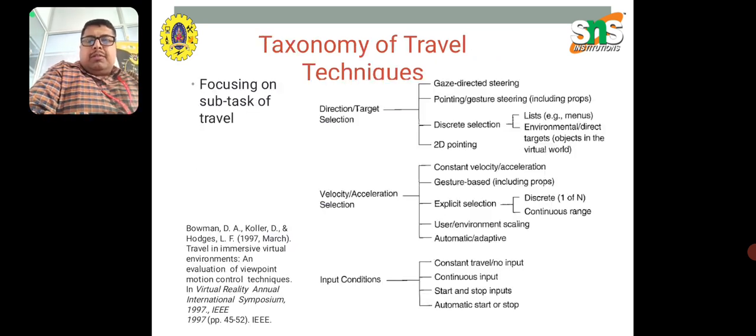Taxonomy of travel techniques, we could focus on subtasks of travel. Normally we have direction or target selection. Direction or target selection consists of gaze-directed steering, pointing gestures or steering including props, discrete selection such as lists, menus, environment targets in the virtual world, or 2D pointing. Next we have velocity or acceleration selection. Velocity or acceleration selection consists of constant velocity or acceleration, gesture-based, which includes props. Next, explicit selection, discrete and continuous range. Whereas user or environment scaling, automatic and adaptive scaling. Next we have input conditions. Input conditions consist of constant travel or no input, continuous input, start and stop input, automatic start or stop.